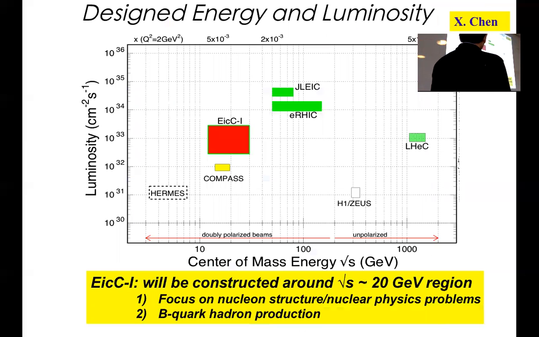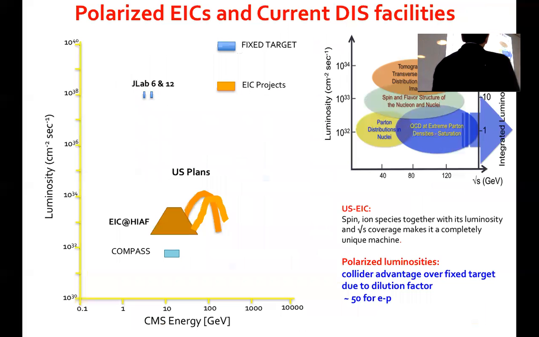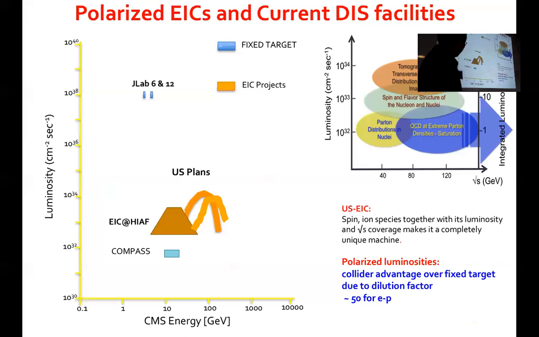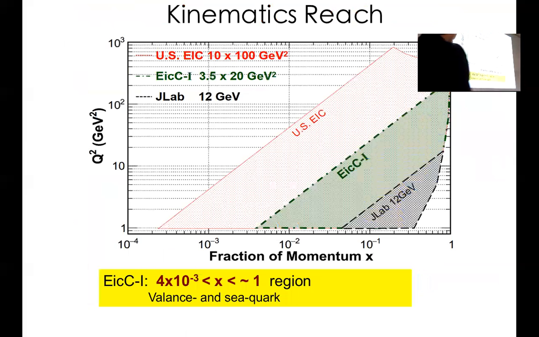Okay. The main focus is on square root of s about 20, nucleon structure, nuclear physics, and getting to the B meson productions. This is a slide from there. I want to maybe show the next one, a little bit more of the US part and the EIC in China, kind of the lower part of this region. From Geneva, of course, luminosity is much higher. It will be around 10^33. Okay, kinematics, as I already showed there.